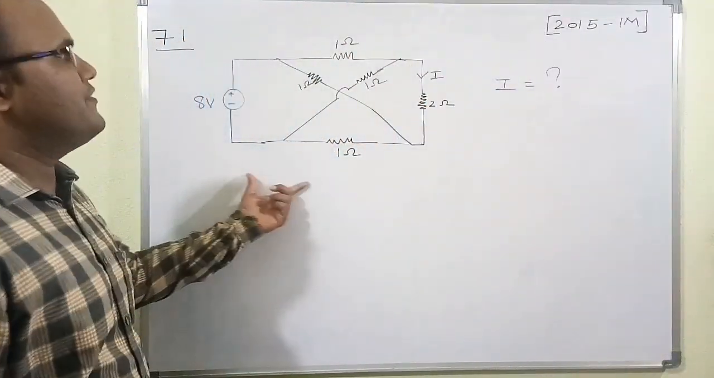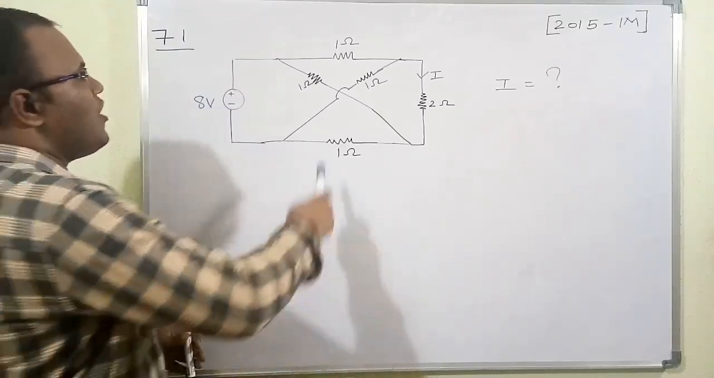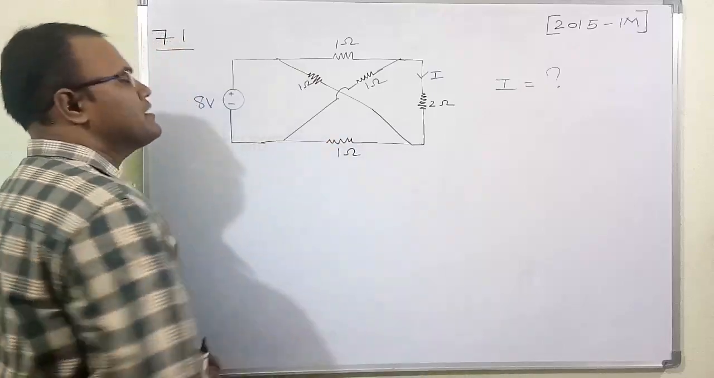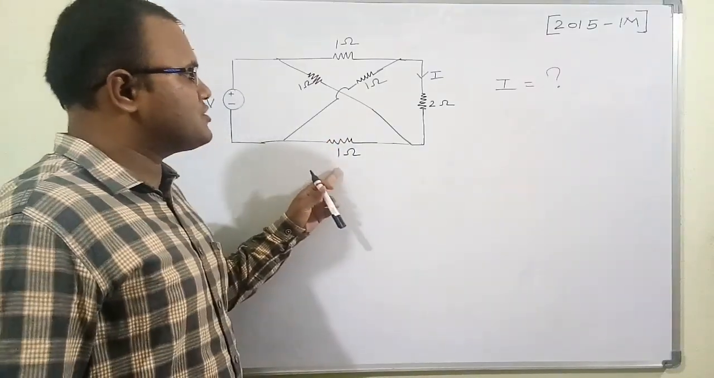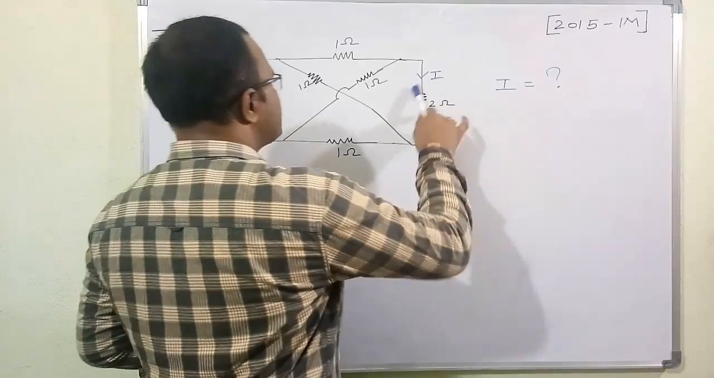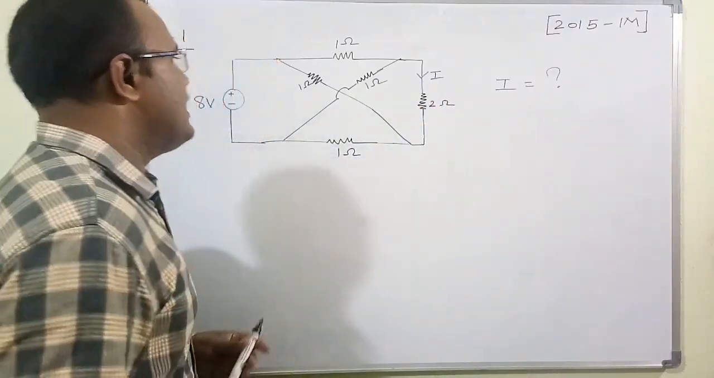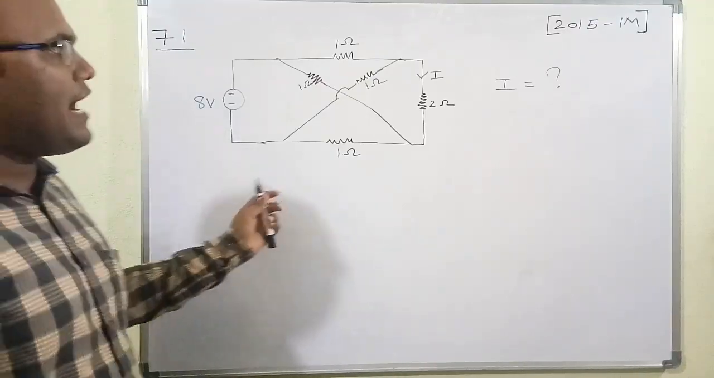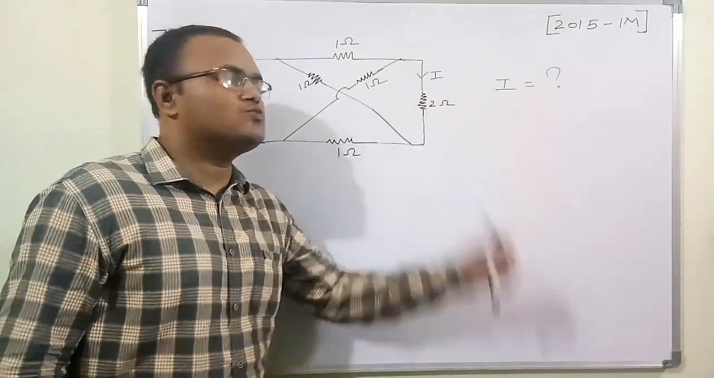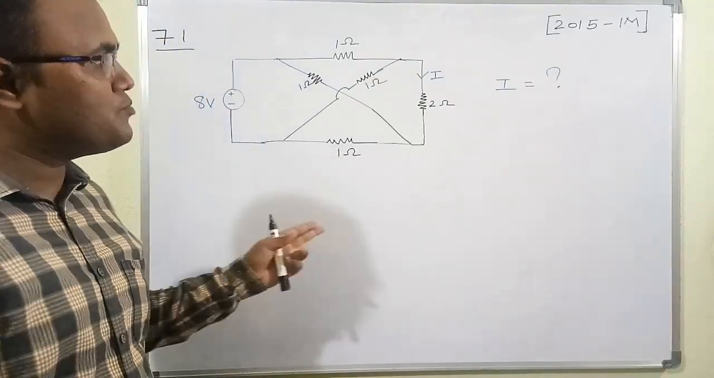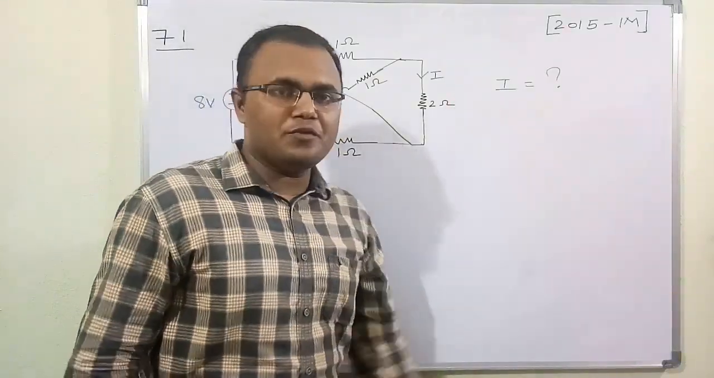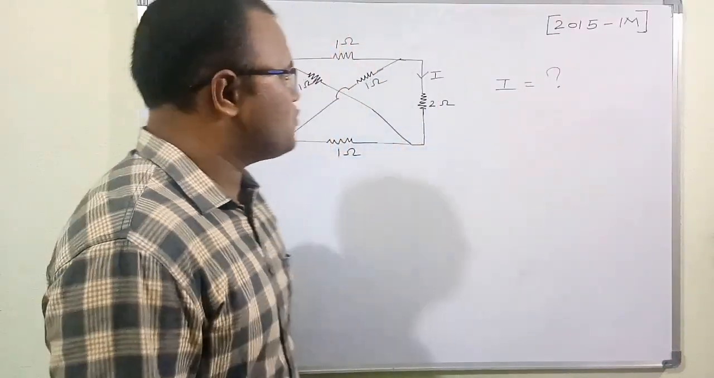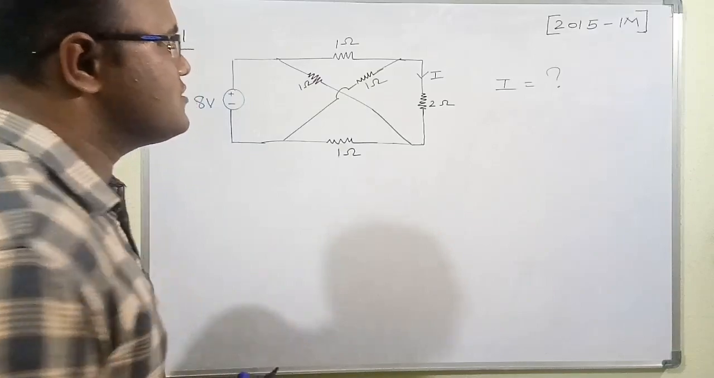In this question, there is a circuit in which, except for one resistor, all the remaining resistors have a resistance of 1 ohm, and this resistor has a value of 2 ohm. There is an ideal voltage source of 8 volt, and we need to figure out the current in this 2 ohm branch. The main aim of this numerical is to figure out the current in the 2 ohm resistor, and this question was given in GATE 2015 for 1 mark. So now let's get started to solve this numerical.